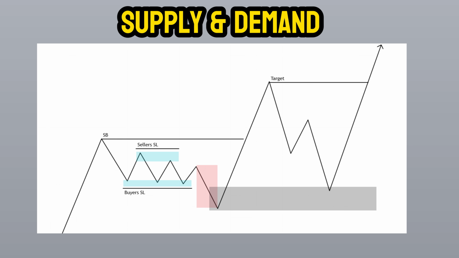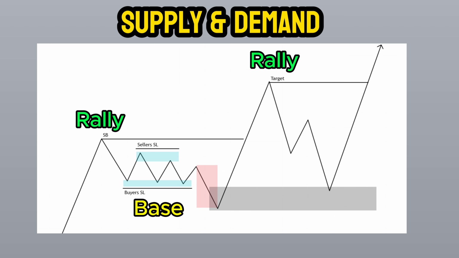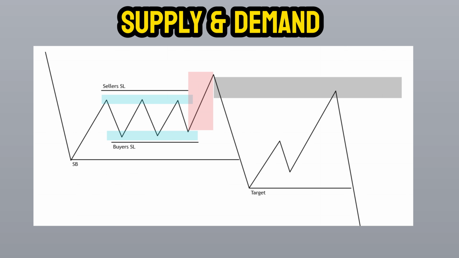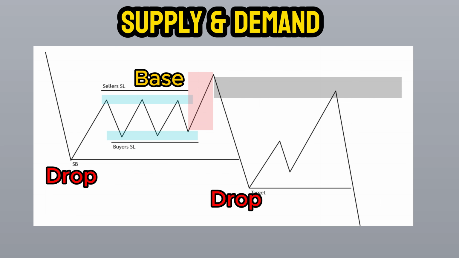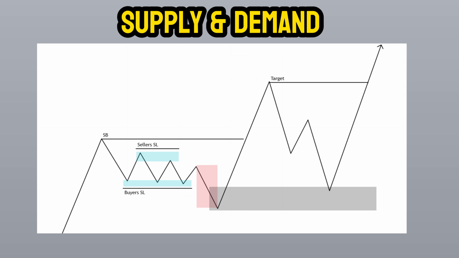The next concept is the continuation supply and demand theory. This movement simplified is basically just rally, base and rally again. And for the bearish scenario, it's the drop, base and drop again. So this often happens after the basic supply and demand theory. Notice how this is the continuation of the previous price action. So this impulsive move is actually the last bullish impulsive move from the previous price action.